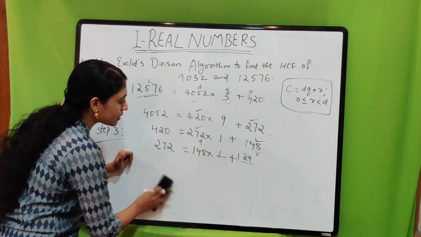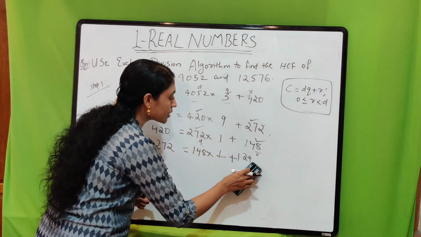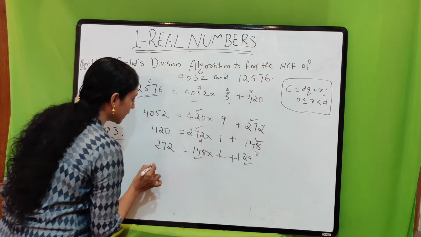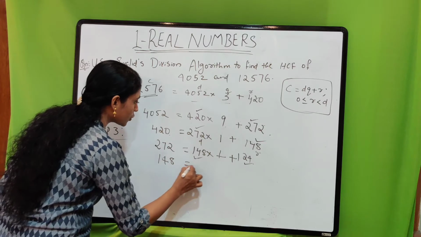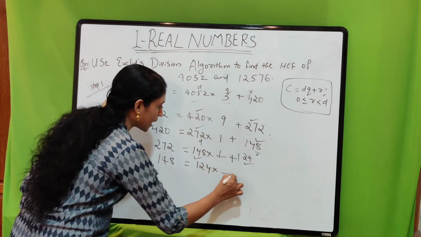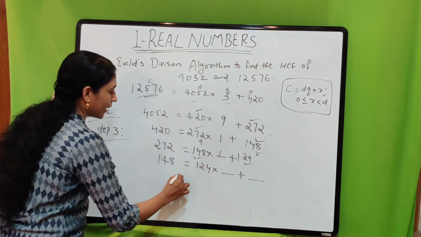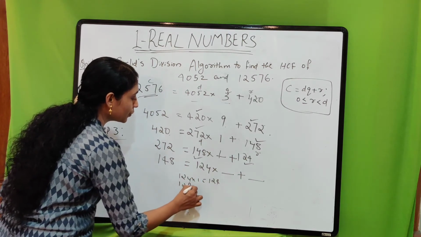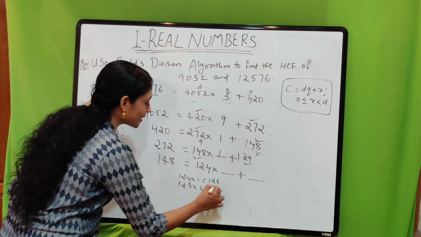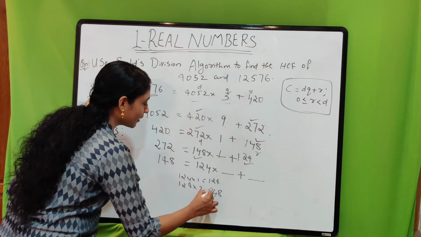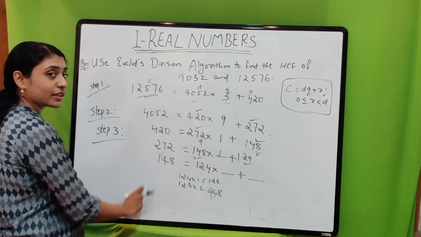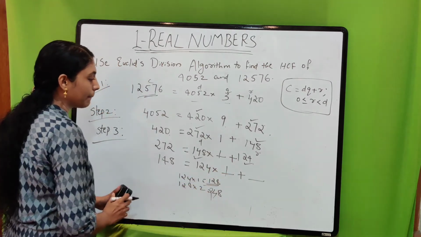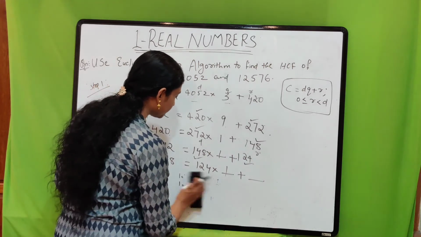Now again, is the remainder 0 here? No. The remainder is 124, so you have to apply Euclid's division lemma again to this D and R. That is 148 is equal to 124 into dash plus dash. Again, 124 into 1 is 124. 124 into 2, it's a bit lengthy, guys, right? 248, and 248 is greater than 148. So you have to apply this number only, 124 into 1 plus dash.